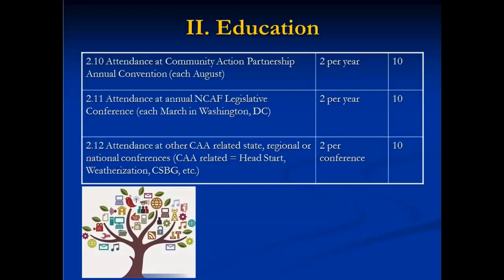Now, 2.12 is for all other kinds of community action-related state, regional, or national conferences. For example, Head Start or weatherization, again for a total of 10 points. Okay?